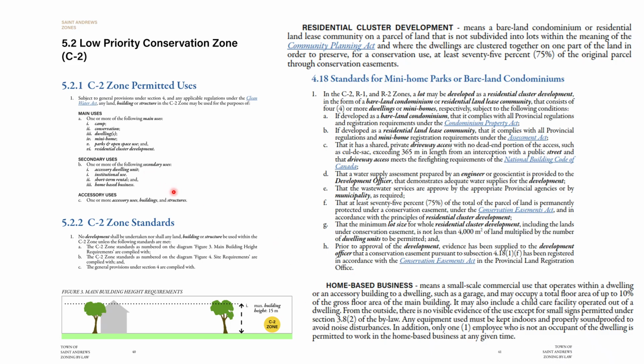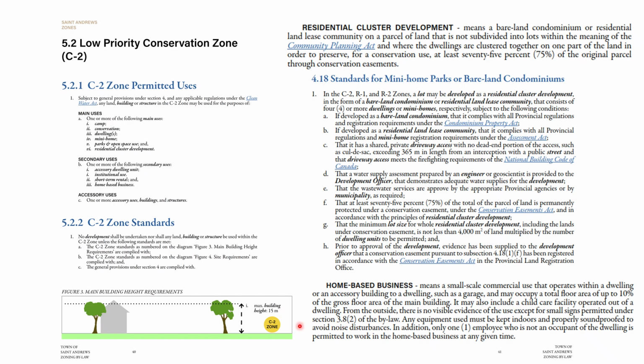One other definition I'll talk about here is home-based business, because that's an allowed secondary use. It's an allowed secondary use in most zones, especially ones where a commercial use is not an allowed main use. So it's a small-scale commercial use that operates within a dwelling or an accessory building to a dwelling, such as a garage, may occupy a total floor area of up to 10% of the dwelling.